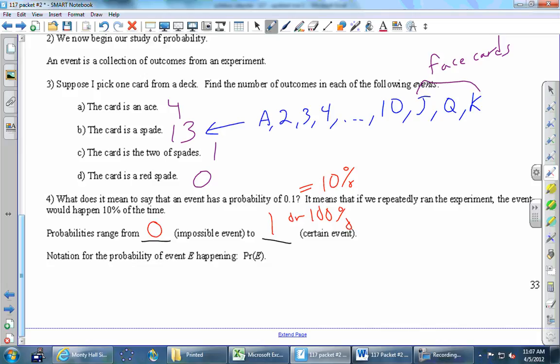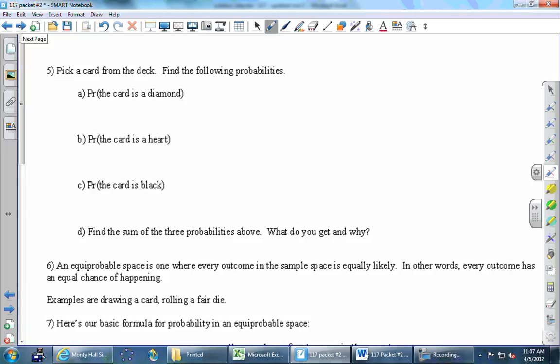And then finally down here, some notation. We'll go to Jocelyn. Last line. Okay, so if you see PR, it stands for probability, and then inside of those parentheses will be a specific event, like on this next page. Alex?